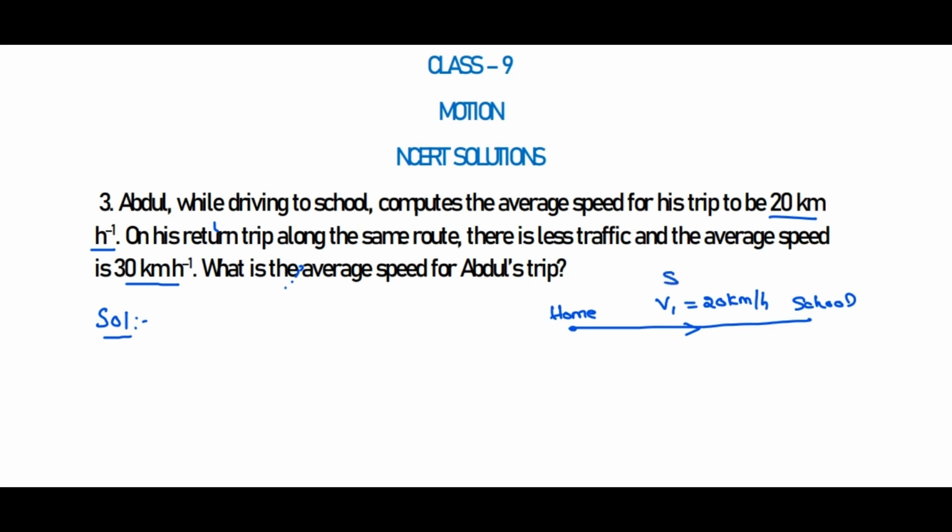Suppose the distance is S. And again he is coming back from school to home with a different average speed. There is 30 kilometers per hour. But distance traveled is same. Here also, yes. What is the average speed for Abdul's trip.